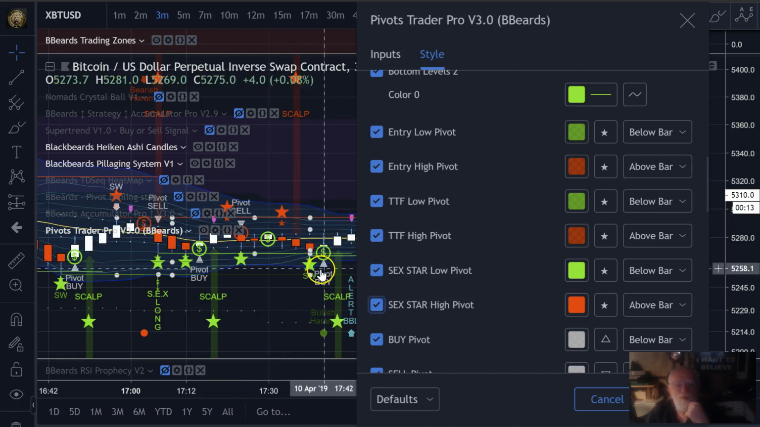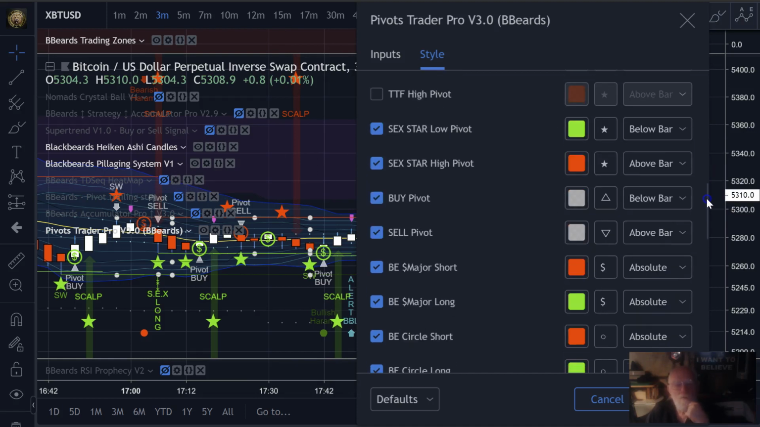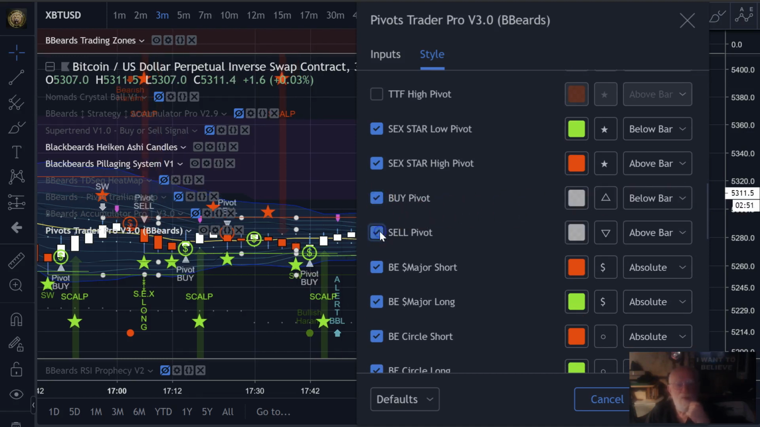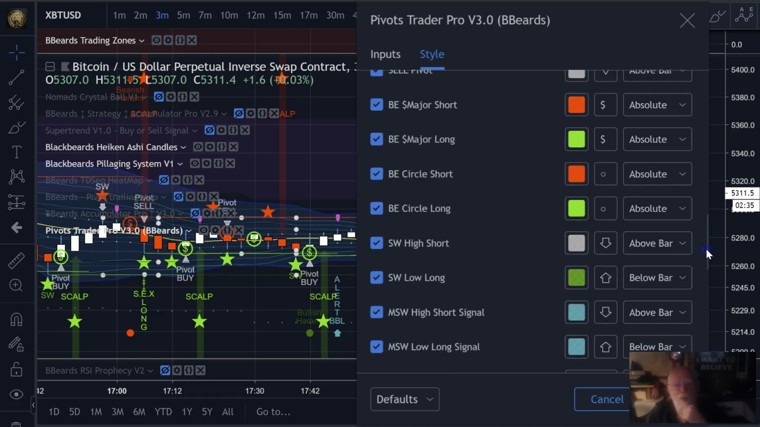These high and low pivots, these two right here, I would turn these off. Trade with the majors first. Once you get used to trading with the majors, then do whatever you want. This is our buy pivot, our sell pivot. These are your bullseyes. You can turn them on, turn them off, and they're all alertable.